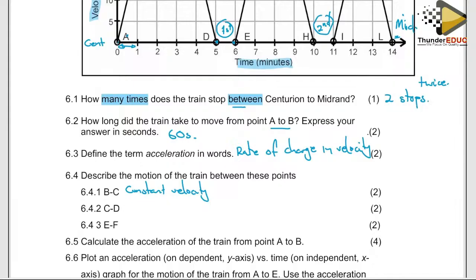Remember, whenever there is constant velocity, there is no acceleration. So the acceleration is zero. Okay, then the second one, C and D.